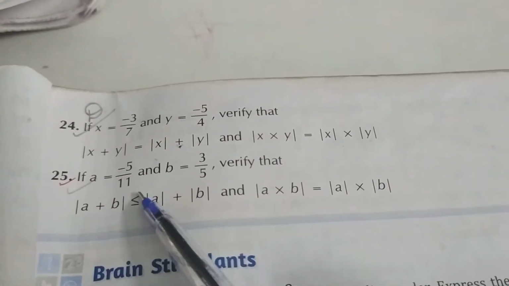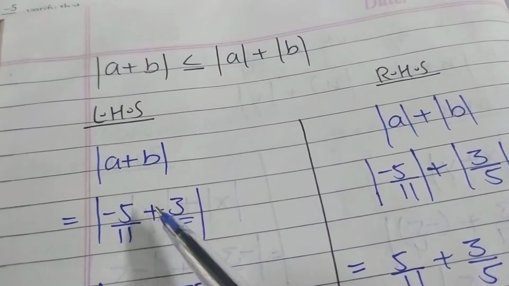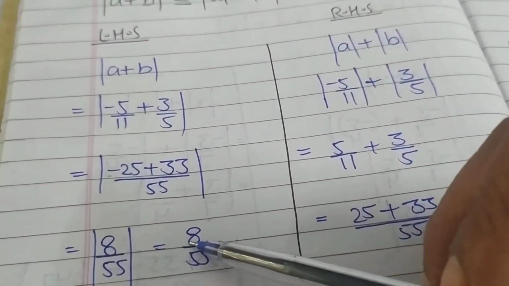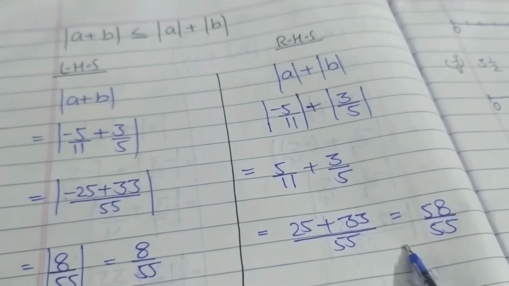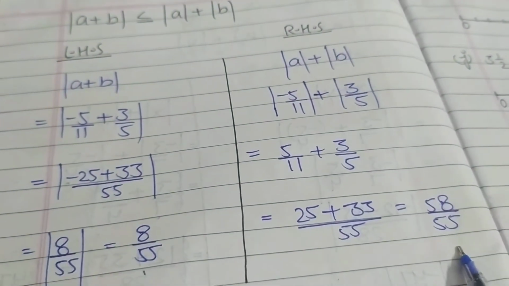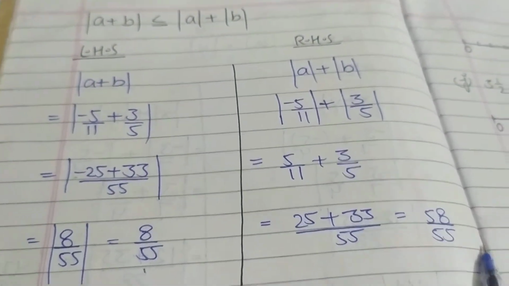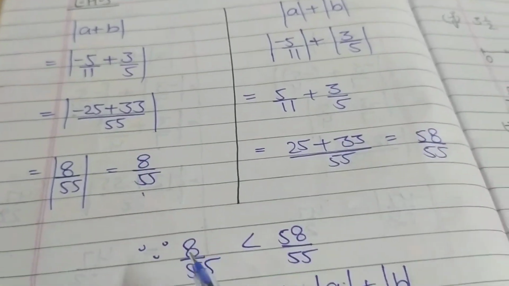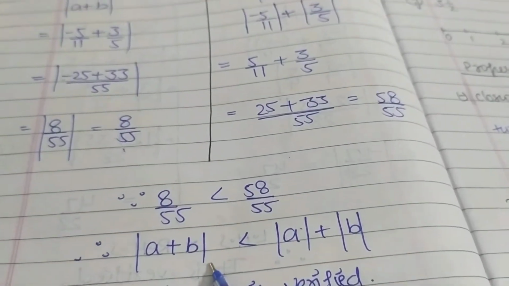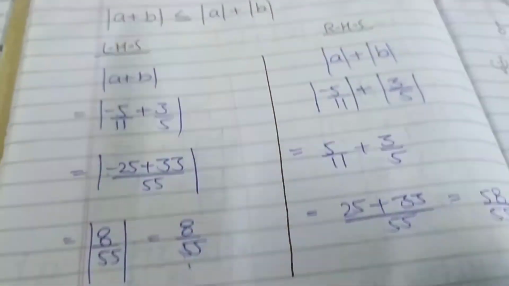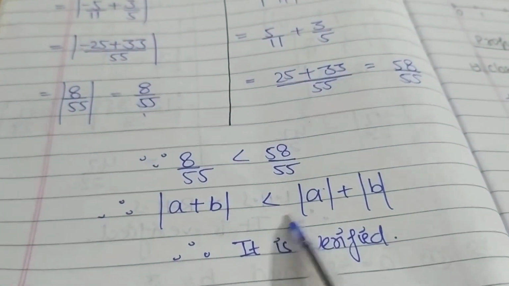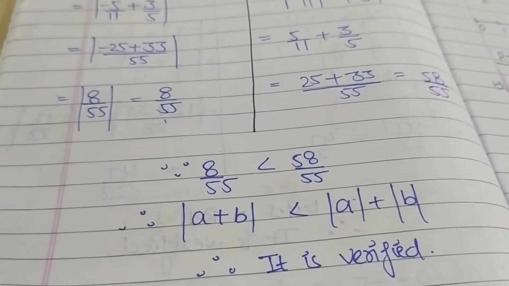Next, if A is this, B is this, verify that. Again LHS, RHS, solve it. Whenever you solve, you will get 8 upon 55 here, and 58 upon 55 here. Denominators are same, so we can check this is greater. So which condition is satisfied? Absolute of a plus b is greater than a plus b, because either it will be equal or greater. So it is greater. So we will write the greater condition, hence it is verified.